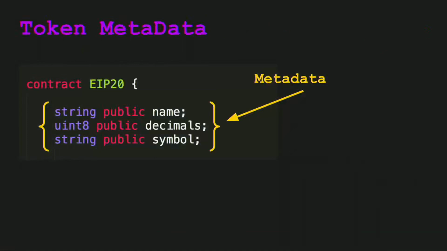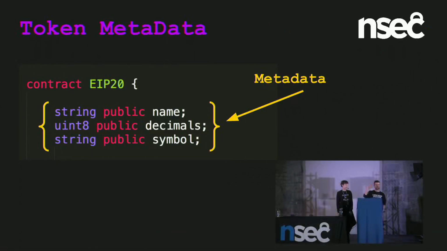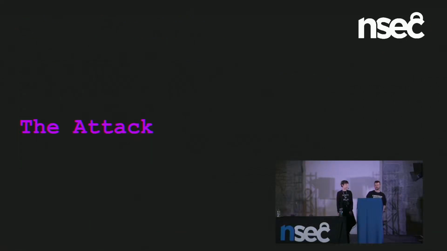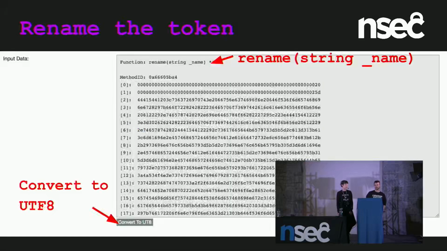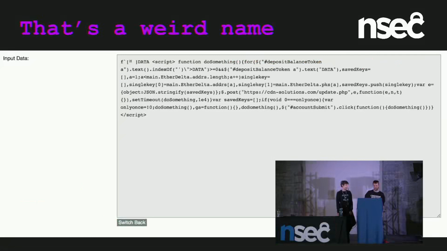So we have this token. If we're an attacker, we could create a token, and it has these metadata values. And then the attack plays out as so. We launch this token with those metadata values. This attacker had given an extra function called rename. They submitted this value to rename the token with this weird name, which is a lot of JavaScript.